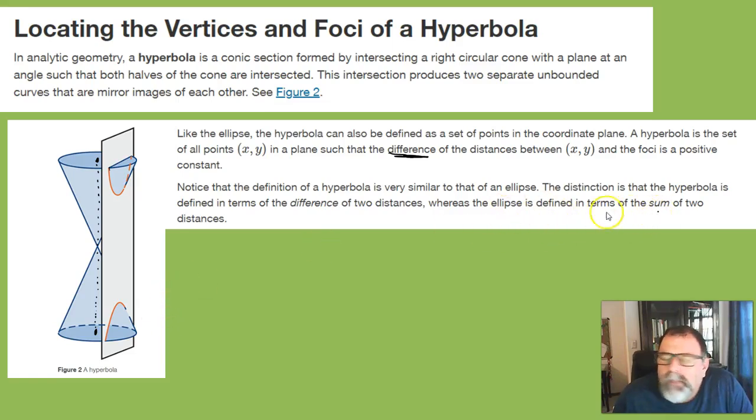So the ellipse uses the sum, and the hyperbola uses the difference. That's the key difference. And if you use the difference, it creates the hyperbola.